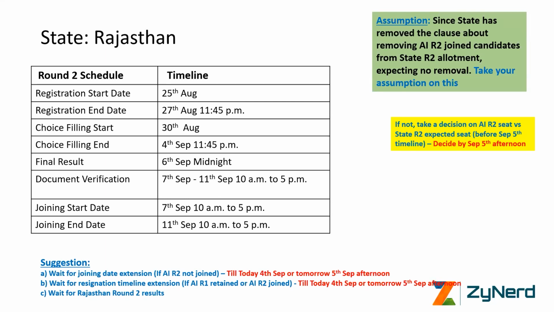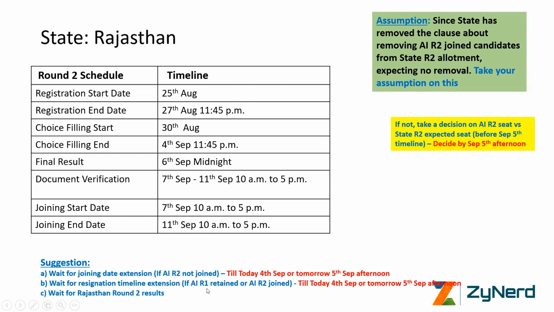First thing, whether or not that assumption holds, two things can help you. One is the joining date extension. Let us say you have not joined your All India round 2 seat and the date is extended from 5th to, let us say, 7th. Then you have time to look at the results on 6th September and decide. Let us say this doesn't happen.